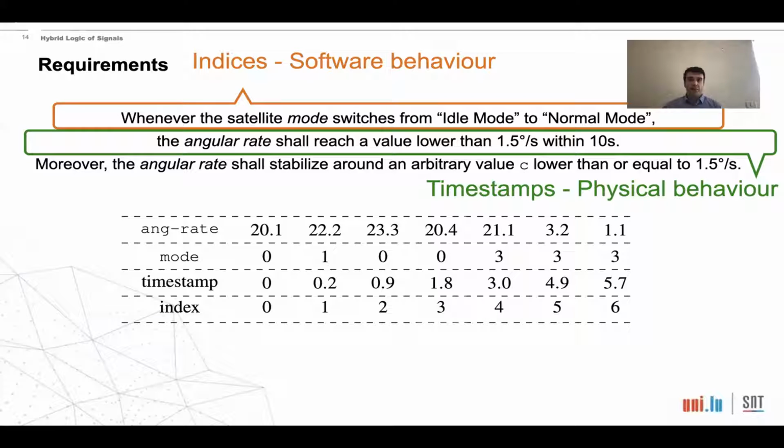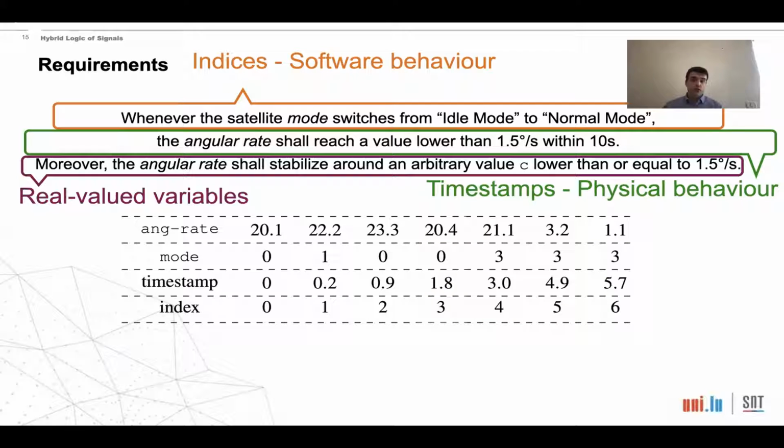For example, to express that the angular rate shall reach a value lower than 1.5 degrees per second within 10 seconds, we should specify that there exists a timestamp such that the angular rate is lower than 1.5 degrees per second. For the trace reported in these slides, the record with timestamp 5.7 seconds satisfies this property, since the angular rate is 1.1. Additionally, we should specify that the difference between the timestamp 5.7 and the timestamps at which the mode of the satellite change is at most 10 seconds.